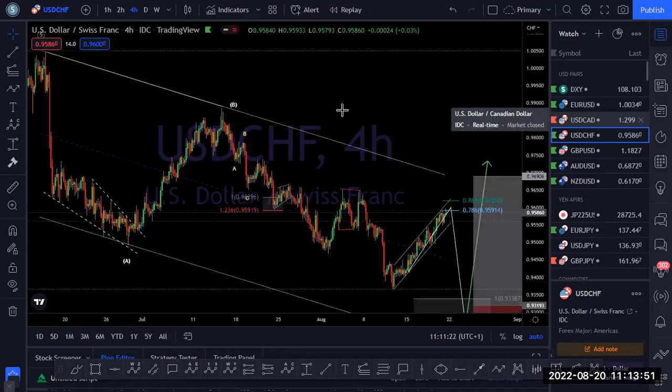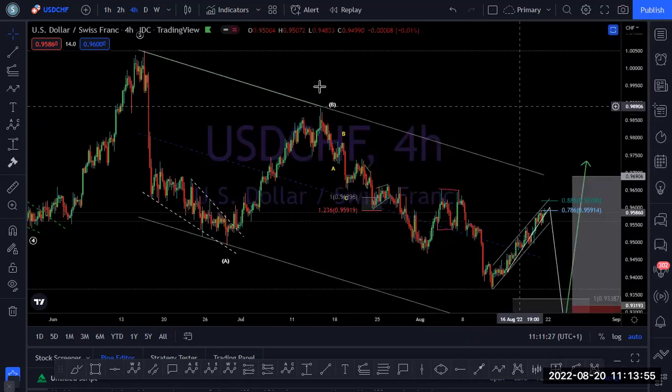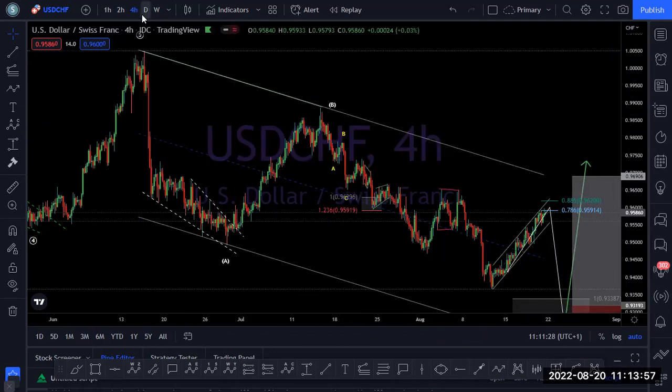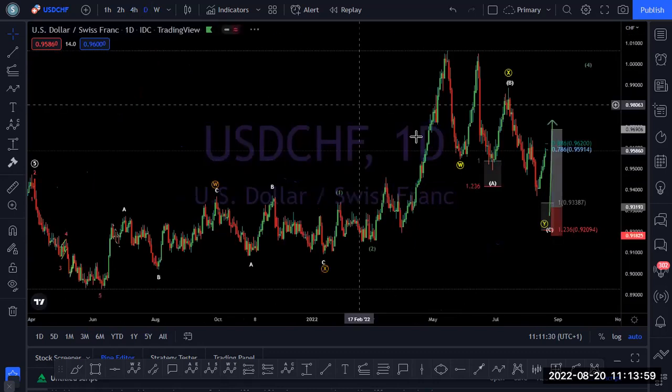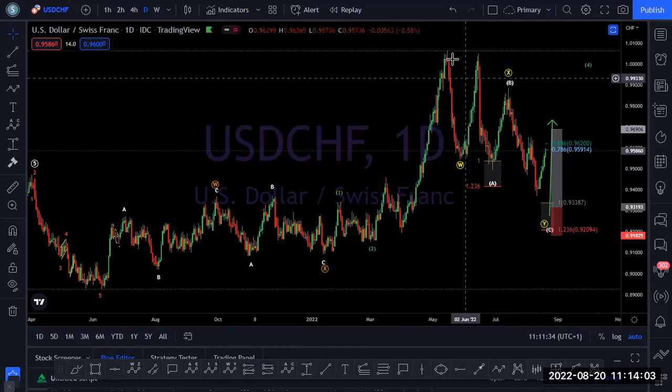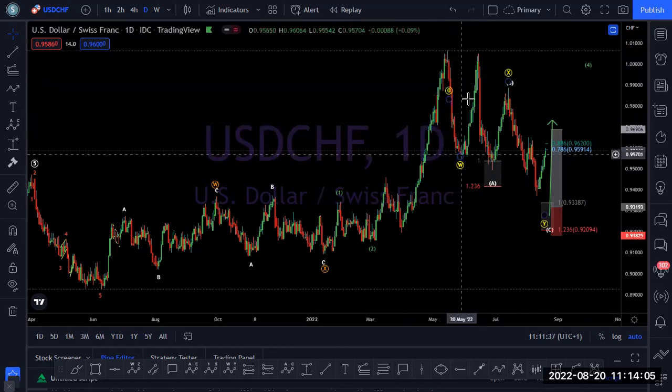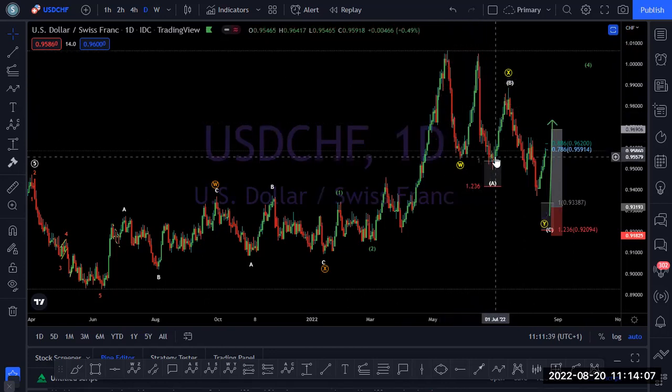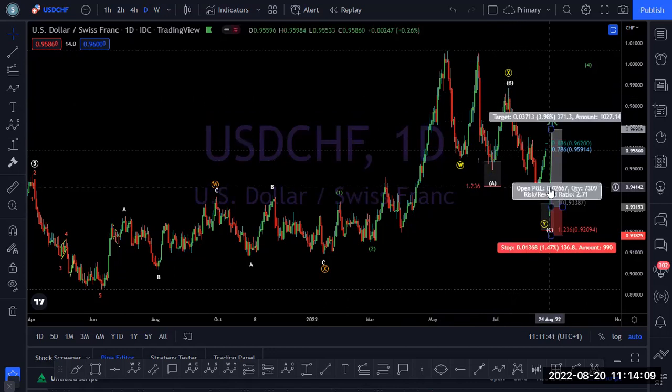USDCHF. From the, let me go to daily. USDCHF made a kind of complex move. You can see sharp down, sharp up, sharp down, sharp up, sharp down again.